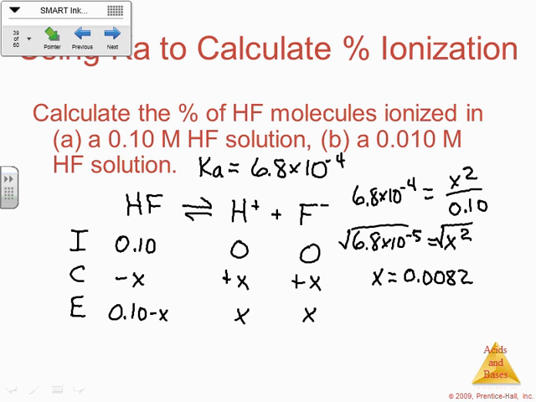Oh, I'm looking at the wrong one. I panicked for a second. Yeah, 8.2 times 10 to the negative third would probably be the more professional way to write that.